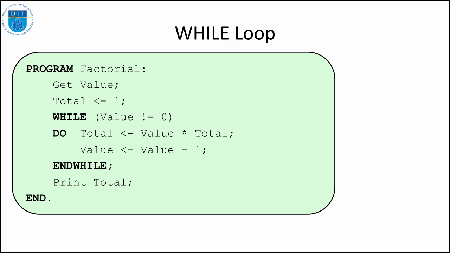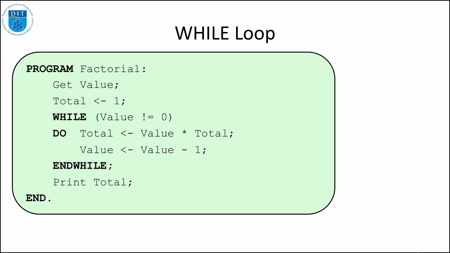total. So let's say we put in the number 3. The first time around the loop, total will be 1, and value will be 3. So we'll multiply 3 by 1, and total will be 3. We'll take 1 away from value, and value will then be 2. So then we'll say total gets the value of 2 multiplied by whatever total is now.